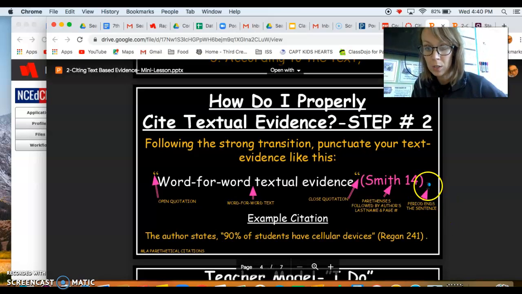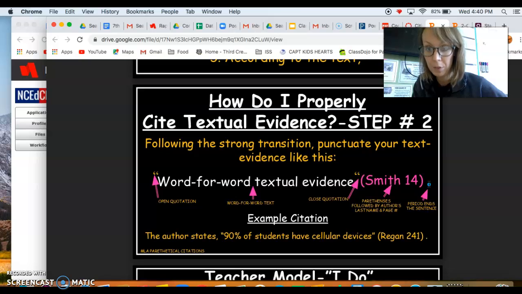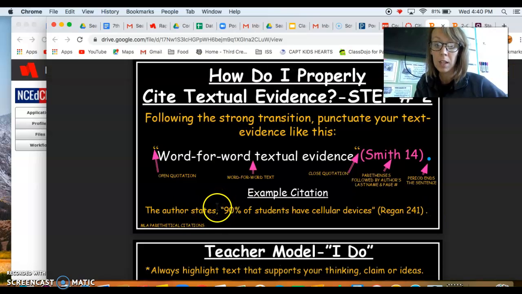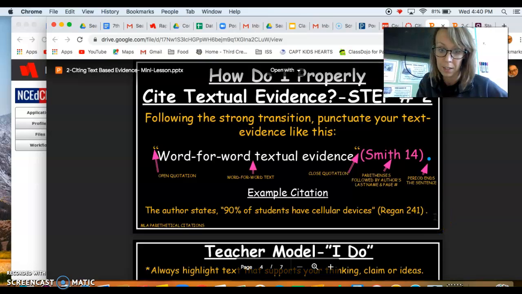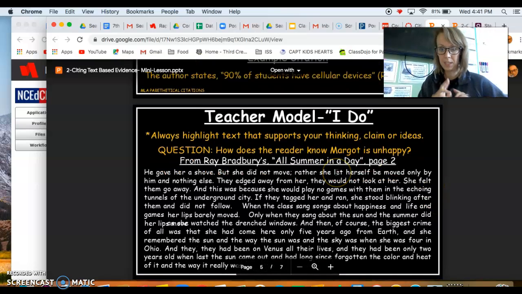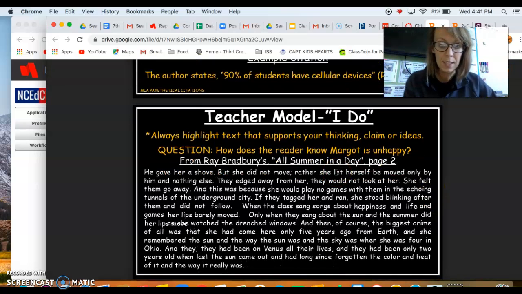Then you end your sentence with a period after your parentheses. For example, the author states, "90% of students have cellular devices." The quotation marks hold the section from the text evidence. It's from the author Reagan, page 241, close parentheses, period. Now, for this, because you're not with me, it says teacher model, I do.